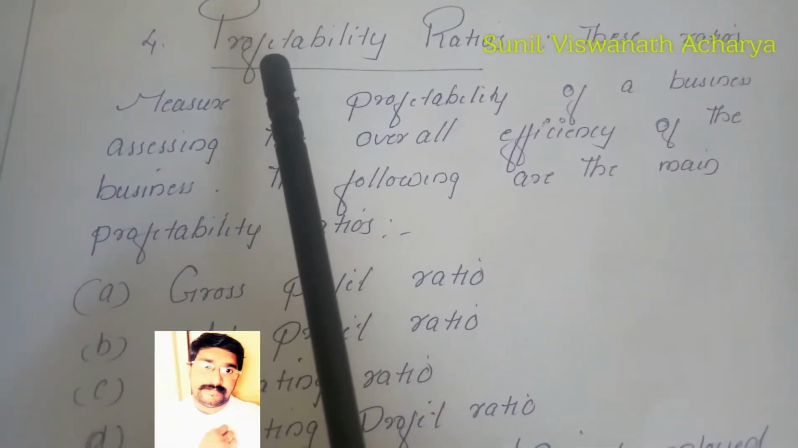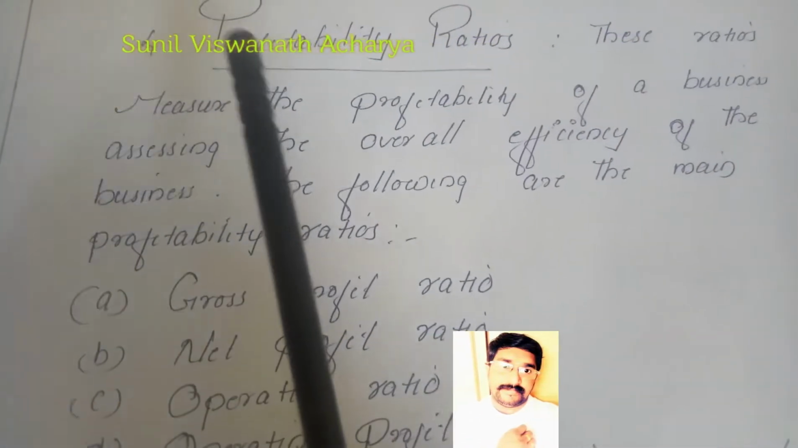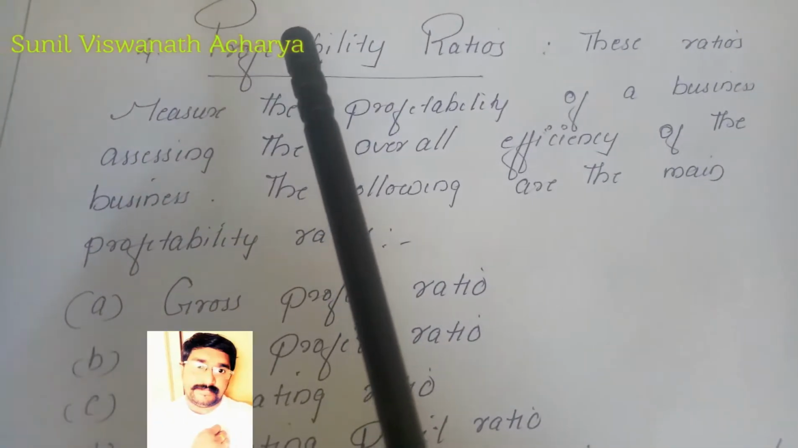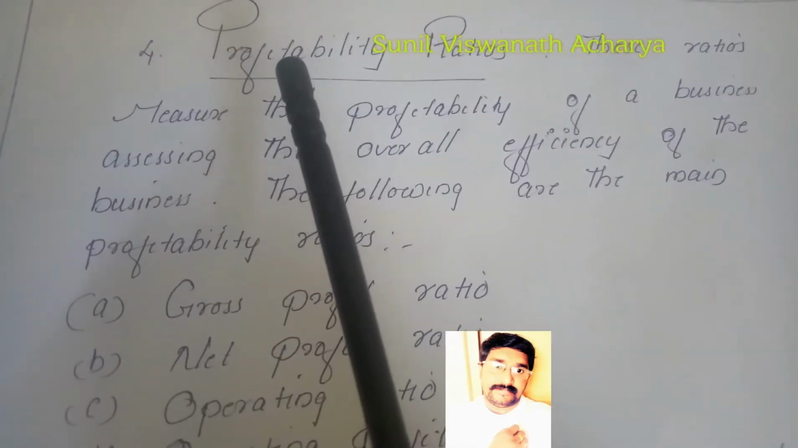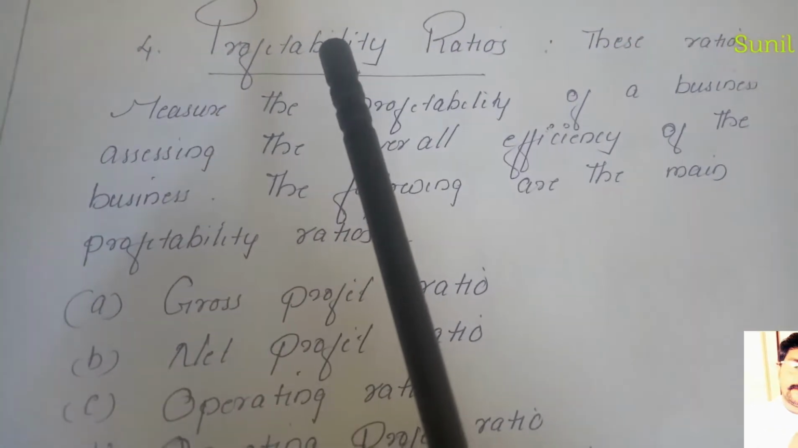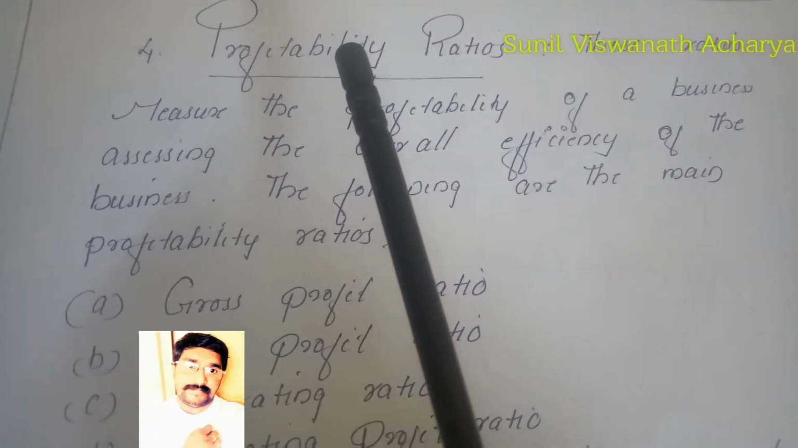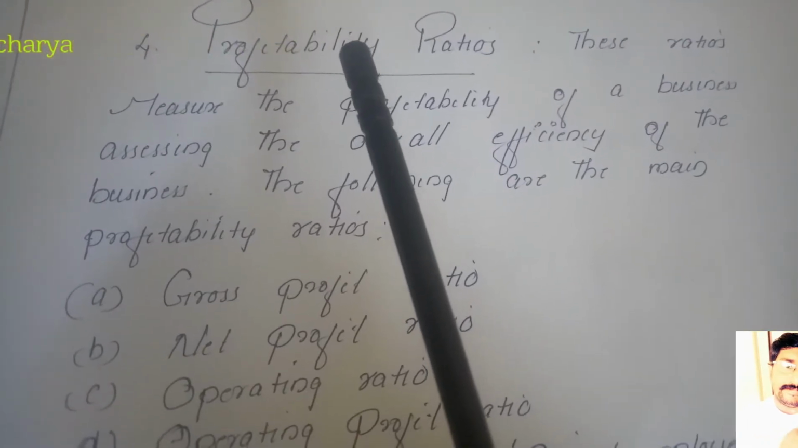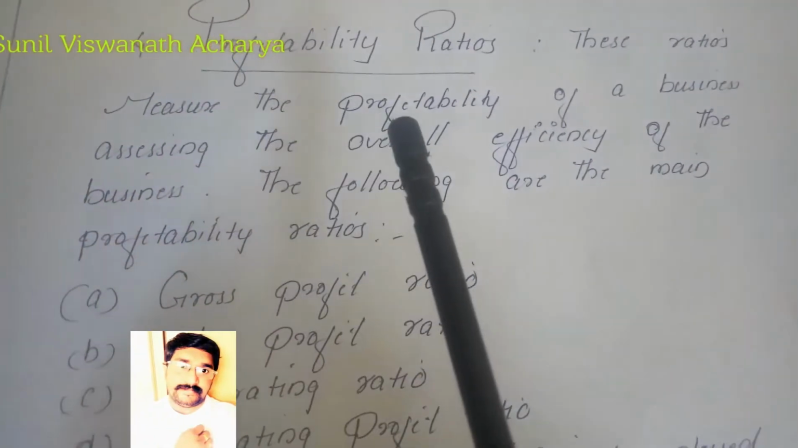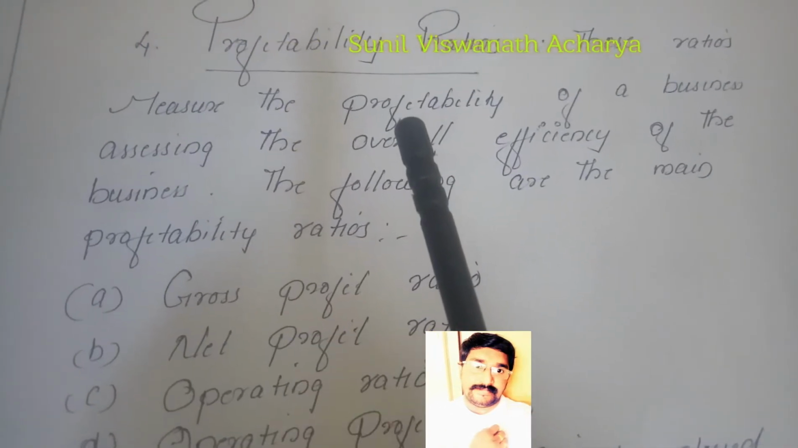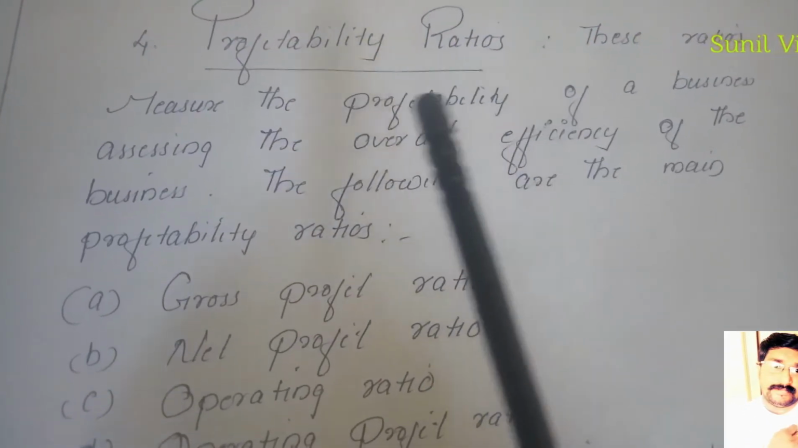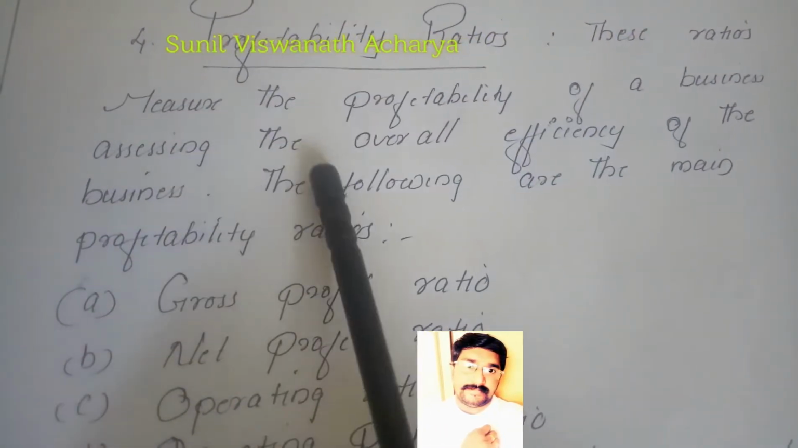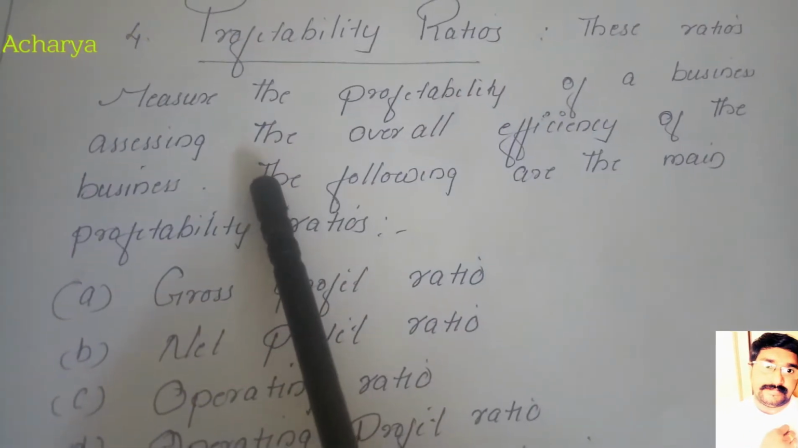Hi dear students, today we are going to discuss the fourth classification of ratio analysis, types of ratios, that is profitability ratio. So why are we calculating profitability ratios? For assessing the profitability of the business. That means the overall efficiency of the business we can assess through the profitability of the business. So these ratios measure the profitability of a business and assess the overall efficiency of the business.